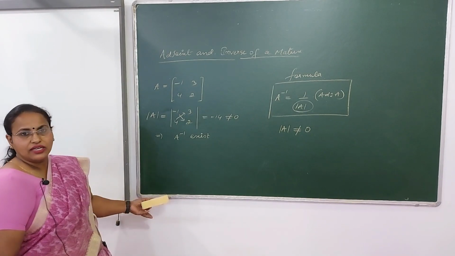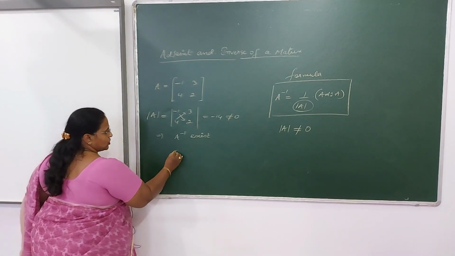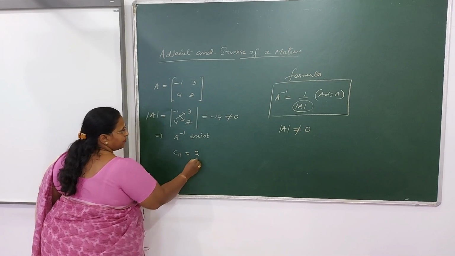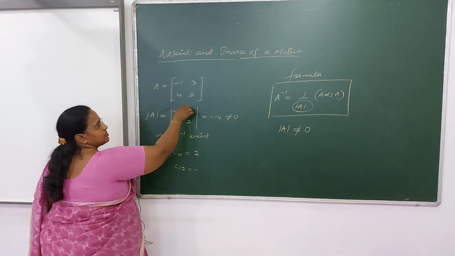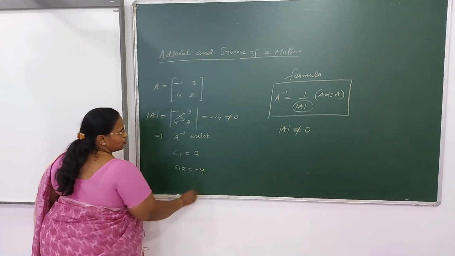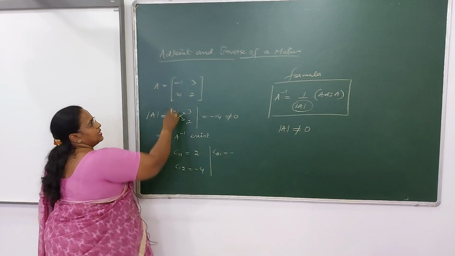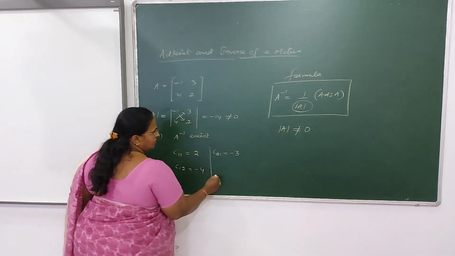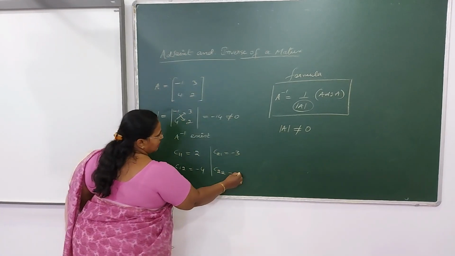So now we'll start. What to do? You find the cofactor of each and every element. We'll start with C11. So C11 is 2. C12 is minus of, delete the first row and the second column, so it's coming -4. C21 is minus of, delete the second row and first column, it's coming -3. C22, delete the row and the column, it's coming -1.